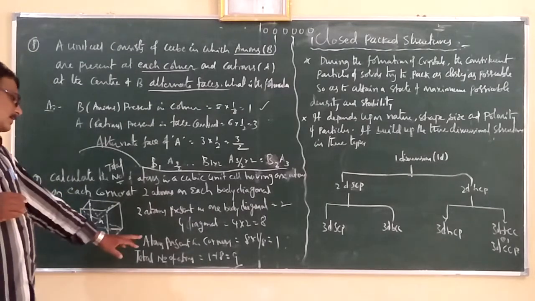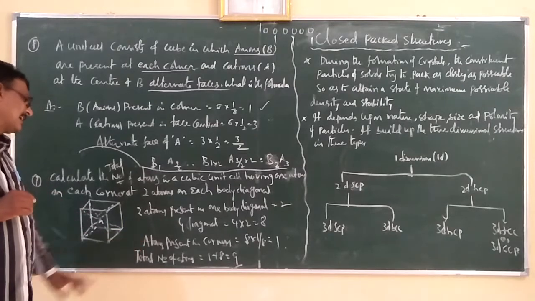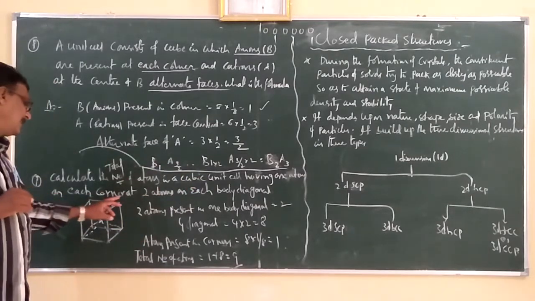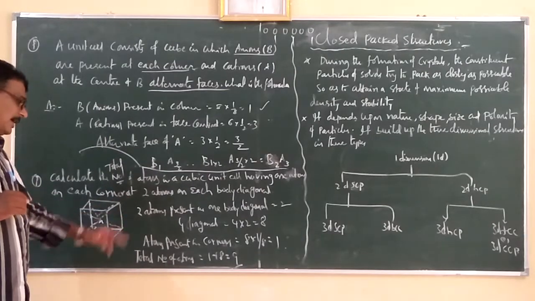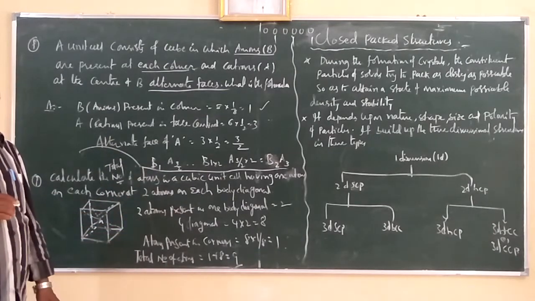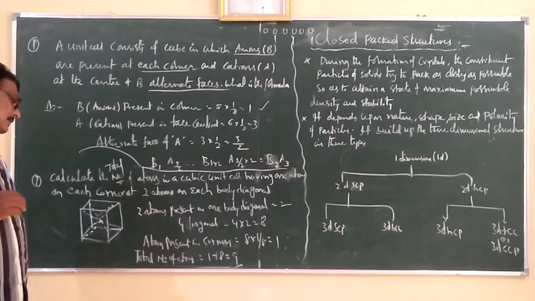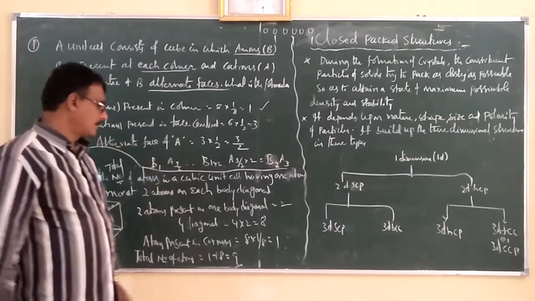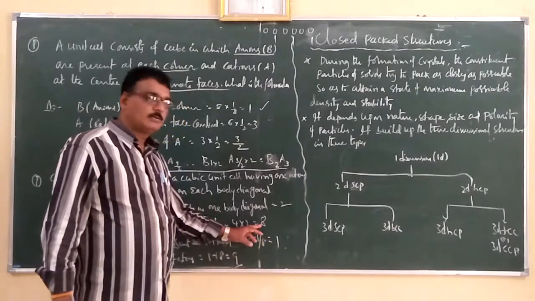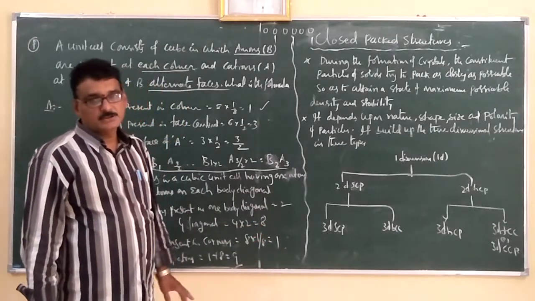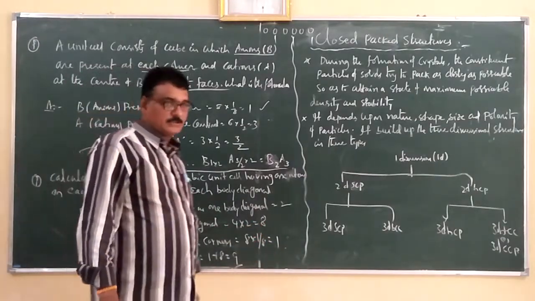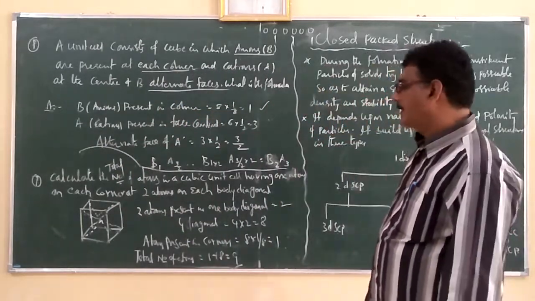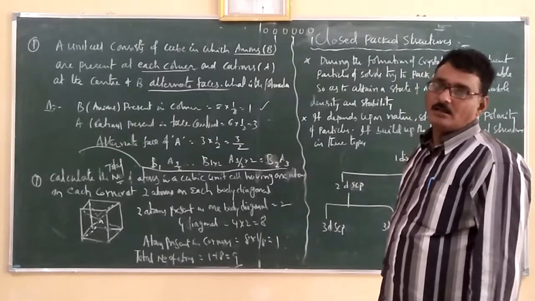Next, atoms present in the corners. In a cubic unit cell having one atom on each corner, that means 8 into 1 by 8, which is 1. So the total number of atoms is 8 plus 1, which is equal to 9. That is the total number of atoms in the cubic unit cell.